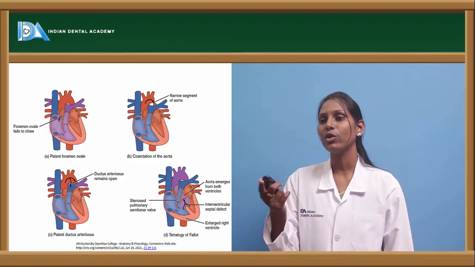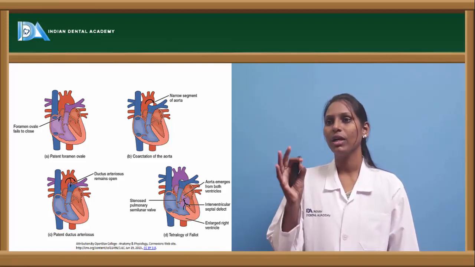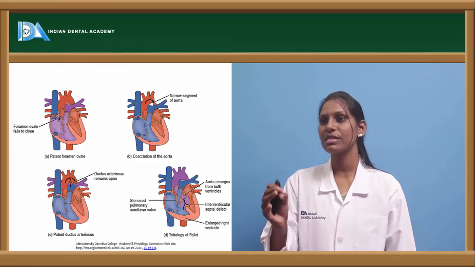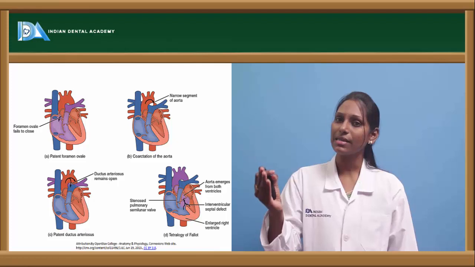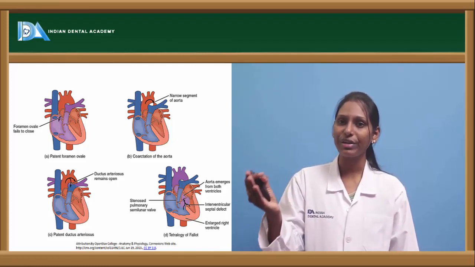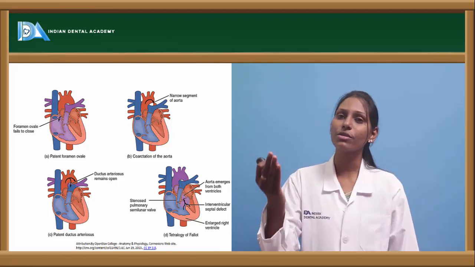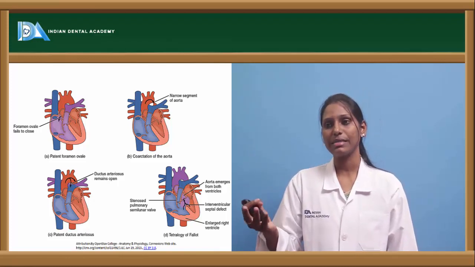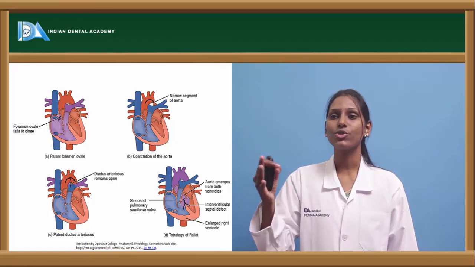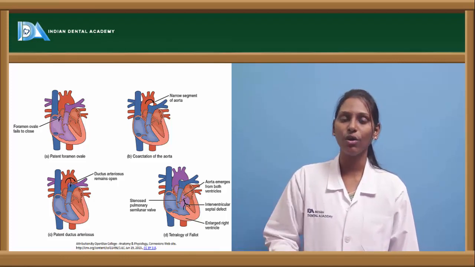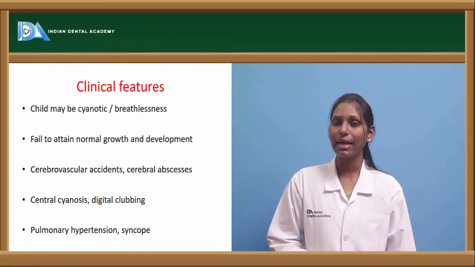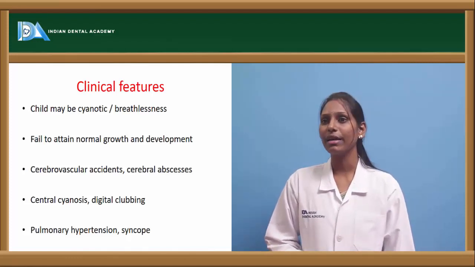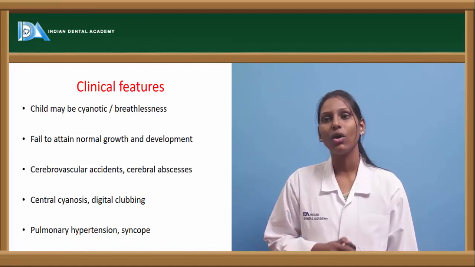In tetralogy of Fallot, as the name itself says, there are four important manifestations: the aorta emerges from both ventricles and an interventricular septal defect is present, an enlarged right ventricle is present, that is right ventricular hypertrophy, and a stenosed pulmonary semilunar valve is present. These four together comprise tetralogy of Fallot. And then we have various clinical features of these congenital heart diseases, and the most important one is that the child may be cyanotic or breathless.